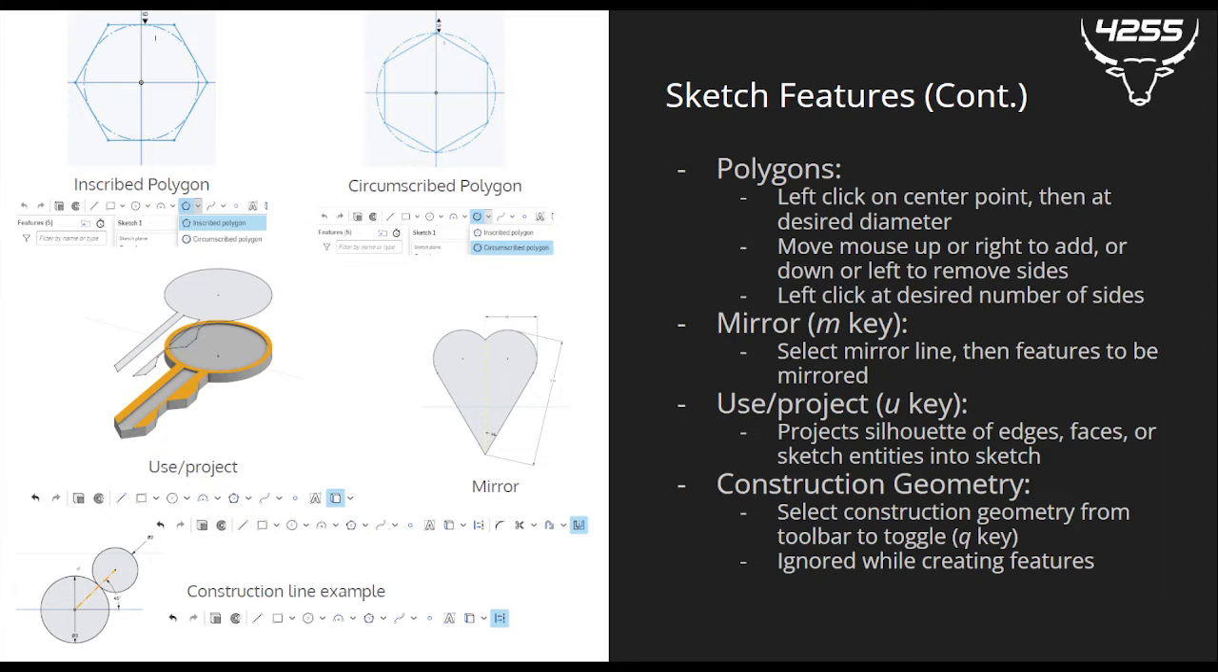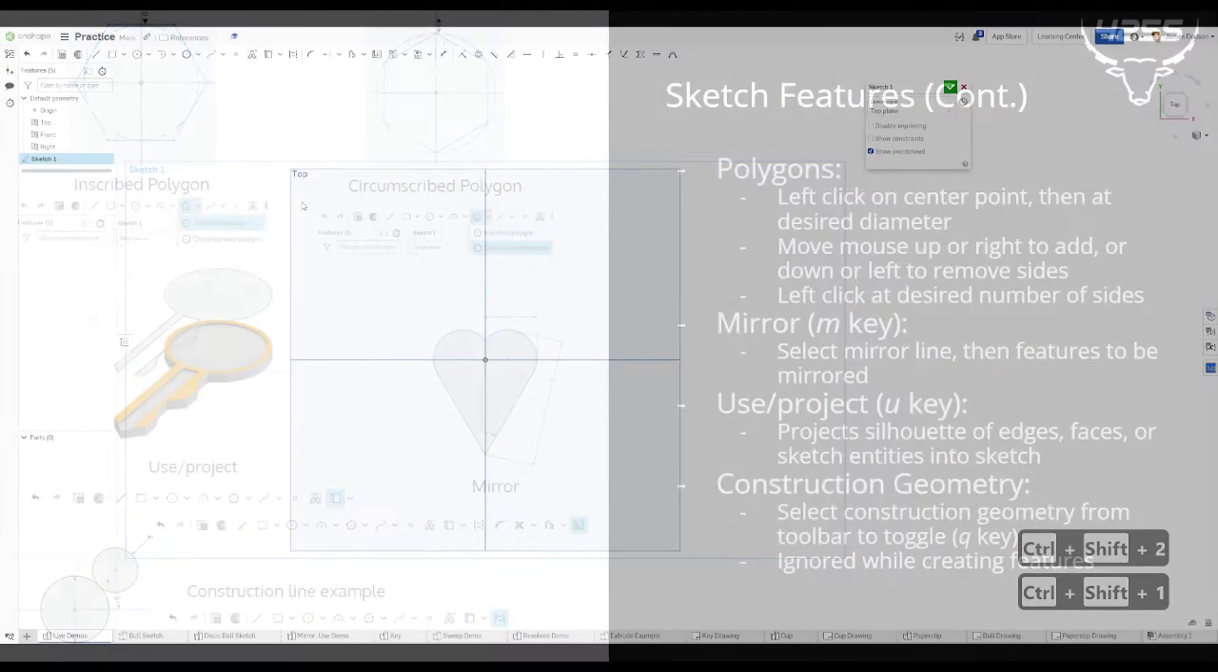Okay, so now we're getting into the really important stuff. The mirror key, the M key, is the keyboard shortcut for mirror. And in order to do a mirror, you have to have a mirror line, but this will basically replicate all of the features, all the sketch entities on one side of the line over to the other side of the line. And what this means is you only have to do half the work. If you're designing a part that you know is symmetrical, which a lot of the parts we design are, you can just design one half of it and then mirror it all over to the other side. So to demo that, again, the keyboard shortcut is M.